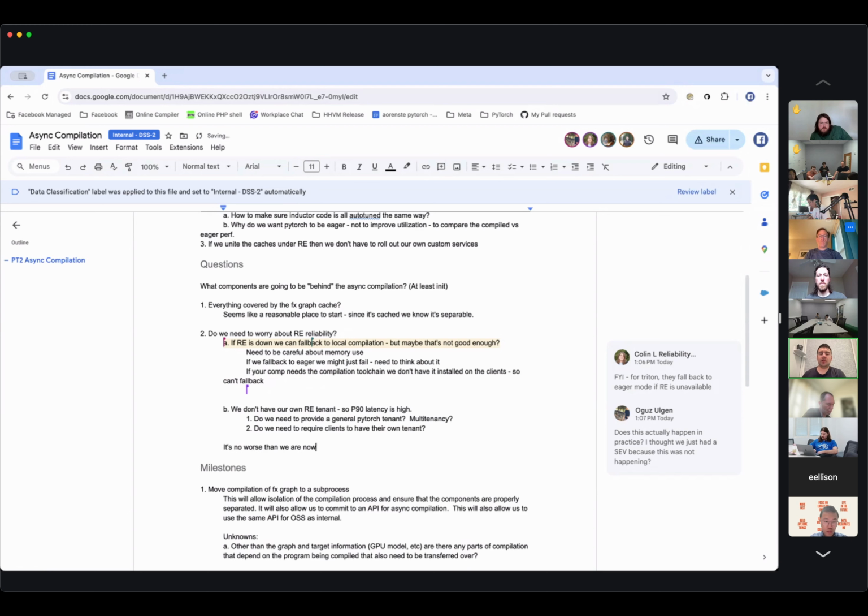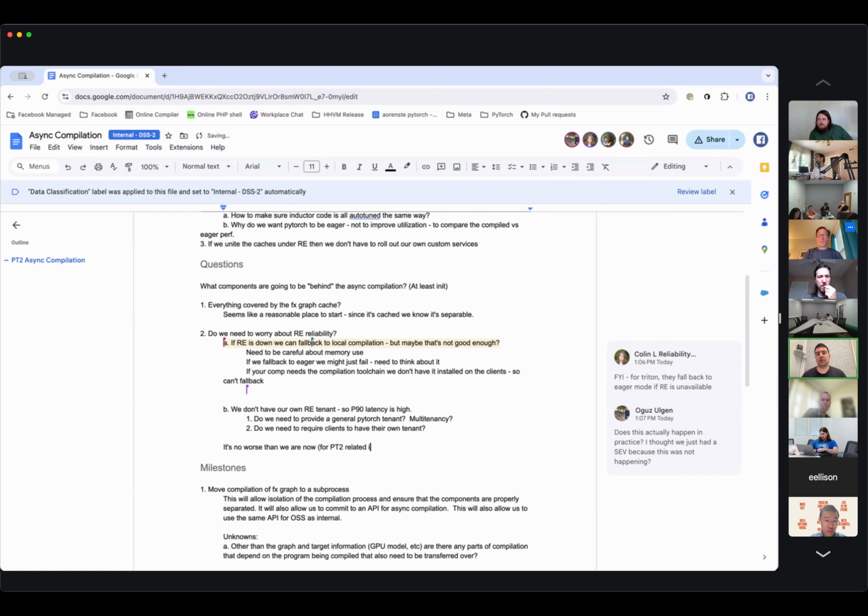So instead of compiling on this machine, we would shell out to the remote execution machine. So if we fall back, we would fall back to the machine we would be originally doing the compilation on anyway. This is not the same for Triton, because Triton literally cannot compile on this machine. Triton has to use remote execution. But for FX, I guess for anything PT2 related, that's not a concern for us, right?